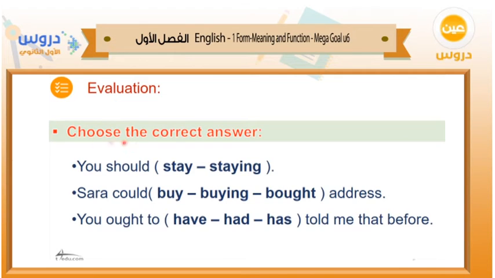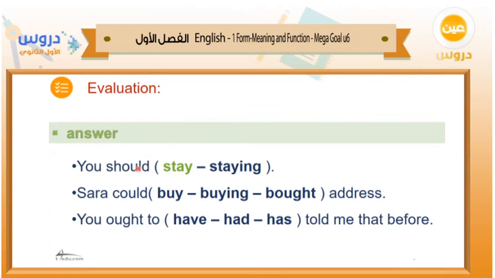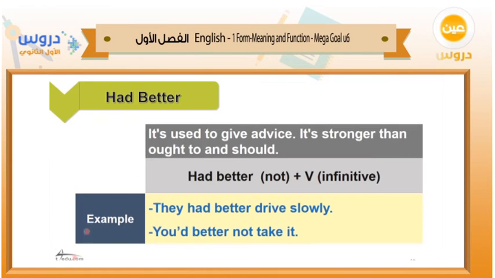Evaluation. Choose the correct answer. You should stay, staying. Sarah could buy, buying, bought. You ought to have, had, has told me that before. And the right answers. You should stay. Sarah could buy dresses. You ought to have told me that before.